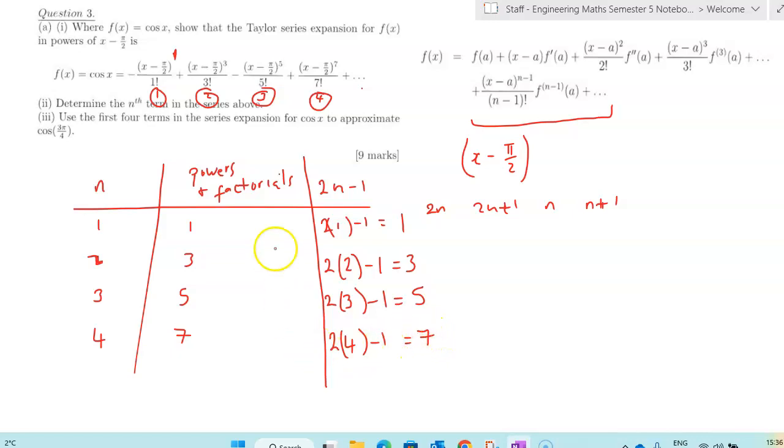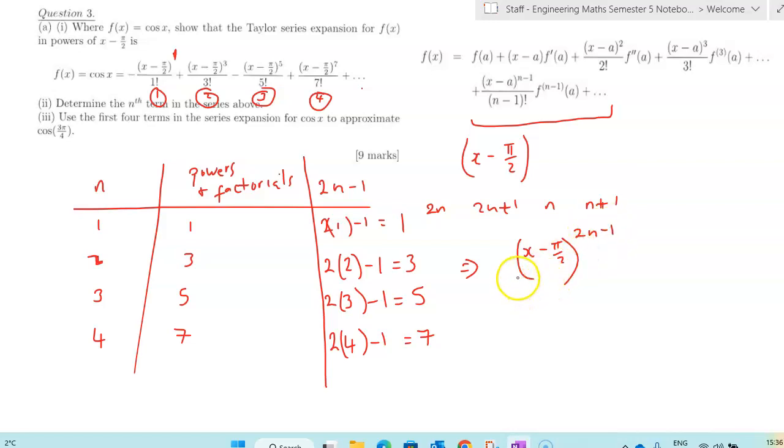So instead of having a number up here, for the general term, we're going to write 2n minus 1. So the general term so far is (x minus pi over 2) to the power of 2n minus 1.